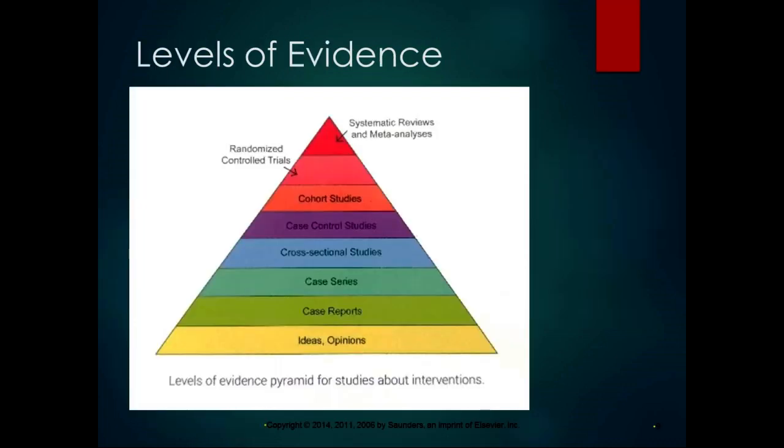So this is from the PTA board exams study materials, and I have 2 different versions of it. This is right out of the study materials, and it talks about the levels of evidence. It's a pyramid structure for studies, specifically about physical therapy interventions. The lowest level of evidence is ideas and opinions. The next level is case reports, and we'll talk about what each of these are. Then case series, cross-sectional studies, case control studies, cohort studies, randomized controlled trials, and at the top, systematic reviews and meta-analyses.